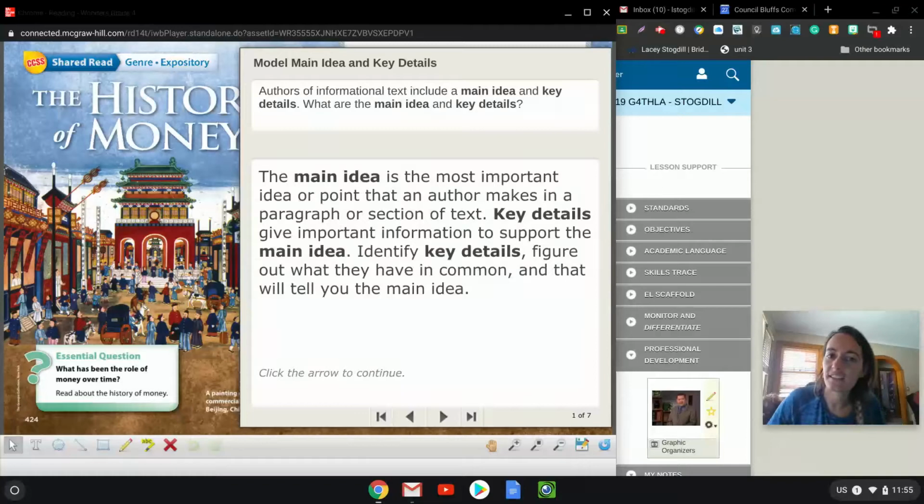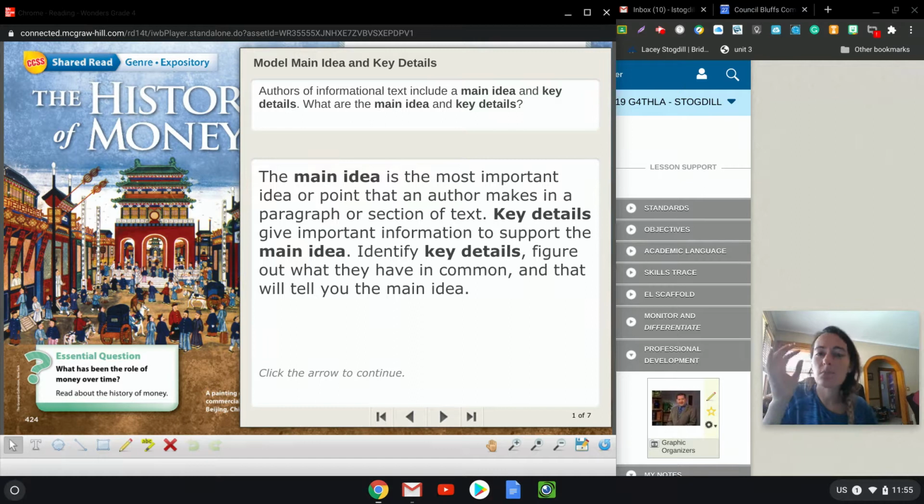Okay, fourth grade, our skill again this week is main idea and key details. Again, this is something we're going to use a lot in fifth grade with expository text. So the authors of informational text include a main idea and key details. So what exactly are those main idea and key details? We've done this quite a bit this summer, so I hope we've got this down.